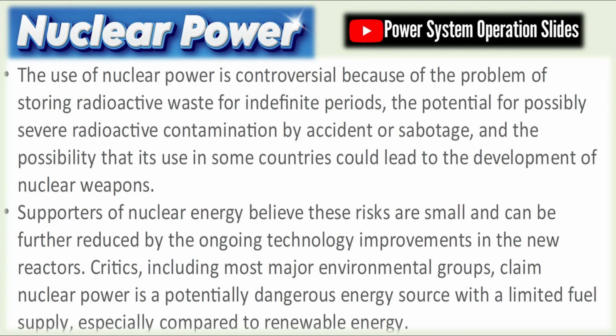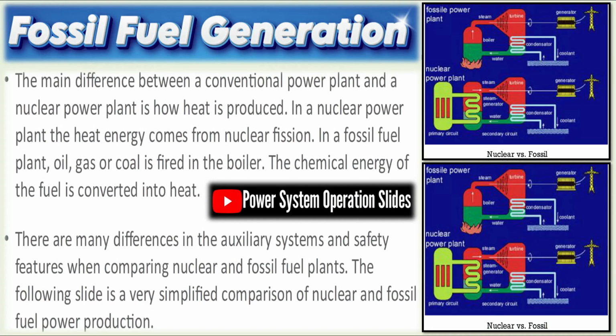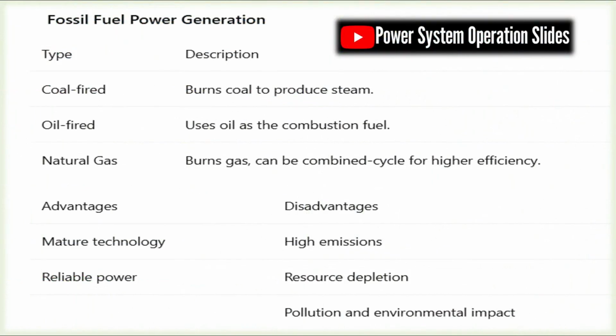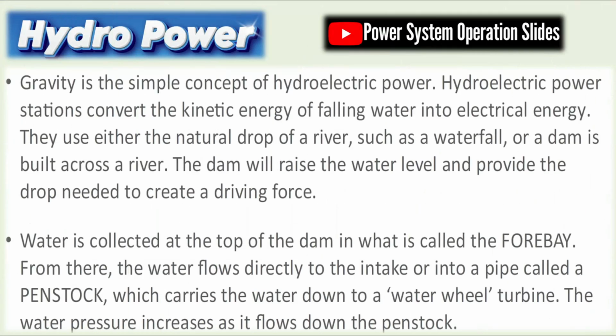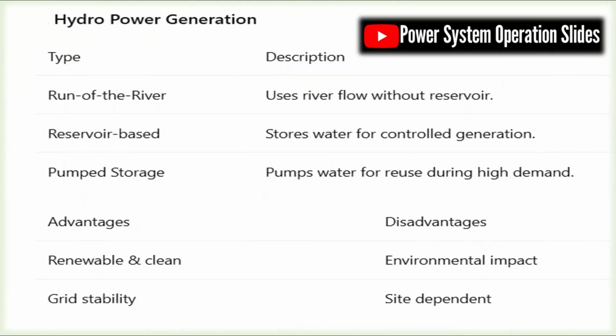Oil-fired plants use heavy fuel oil or diesel. They are often used as peaking or backup units due to higher operational costs and dependency on oil imports. These plants offer fast startup but suffer from lower efficiency and higher emissions. Natural gas plants are considered cleaner and more efficient. In simple cycle plants, natural gas is combusted directly in a gas turbine. In combined cycle gas turbine (CCGT) plants, exhaust gases from the gas turbine are used to produce steam for a steam turbine, significantly boosting overall plant efficiency.